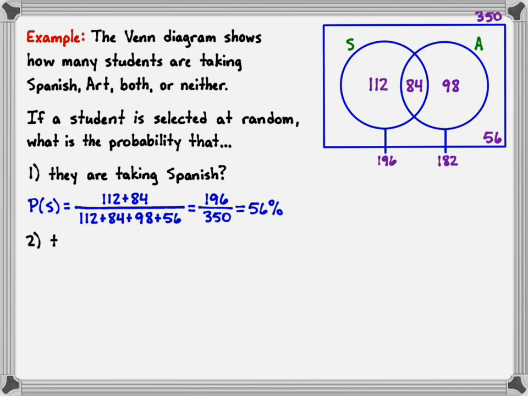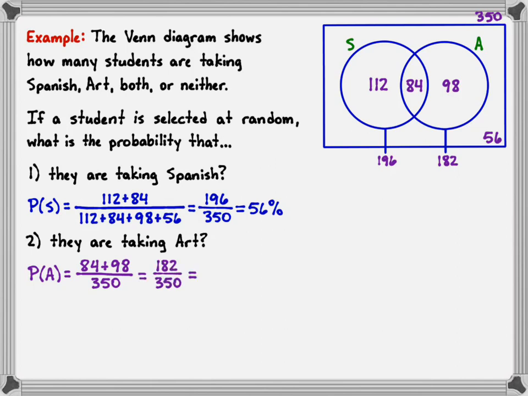Looking at number 2 here, it says, what is the probability that a student is taking art? Well, how many students are taking art? There's 182 students taking art, and the reason I know that is because I add the 84 and the 98, which I already did by putting it in the space below the line. So it'd be 182 divided by 350, because that's the total amount, which is 52%.